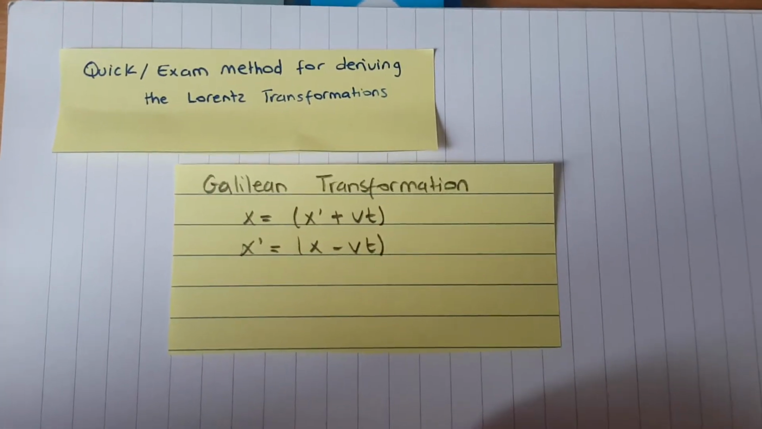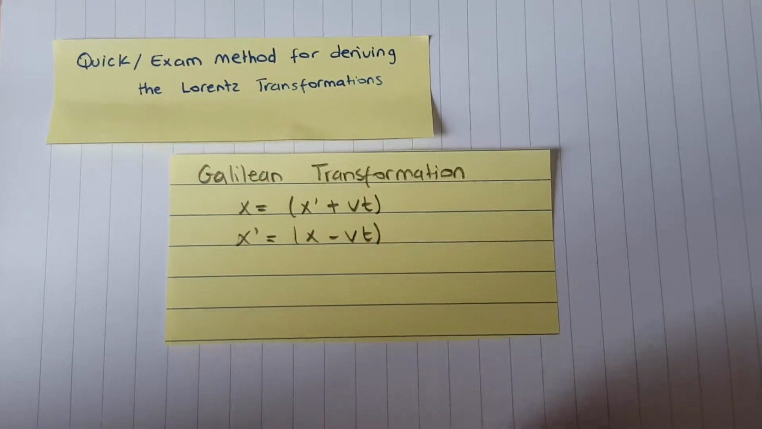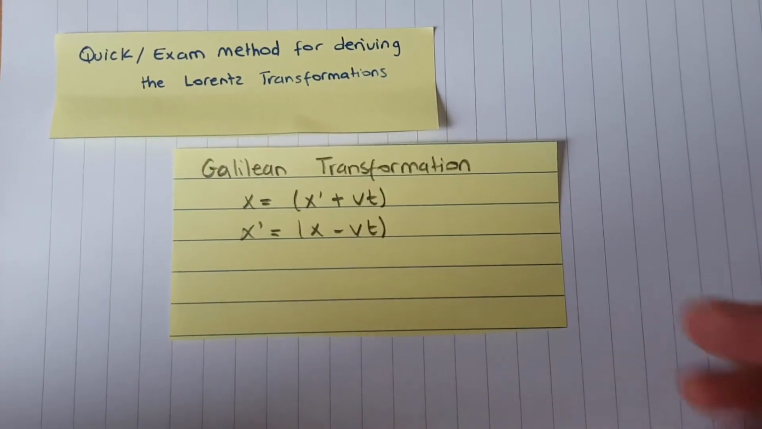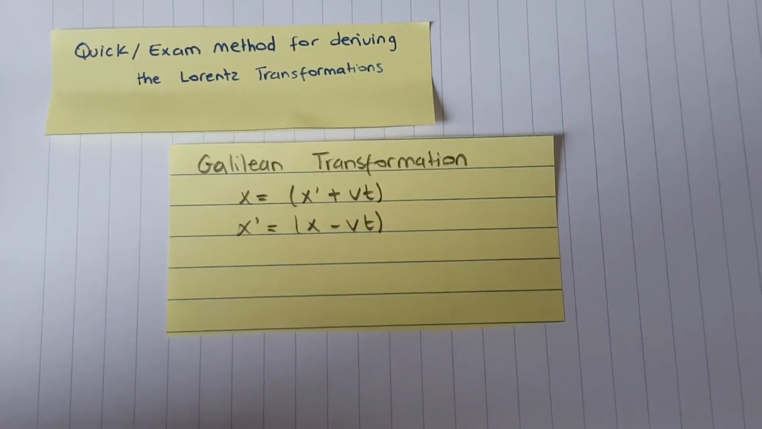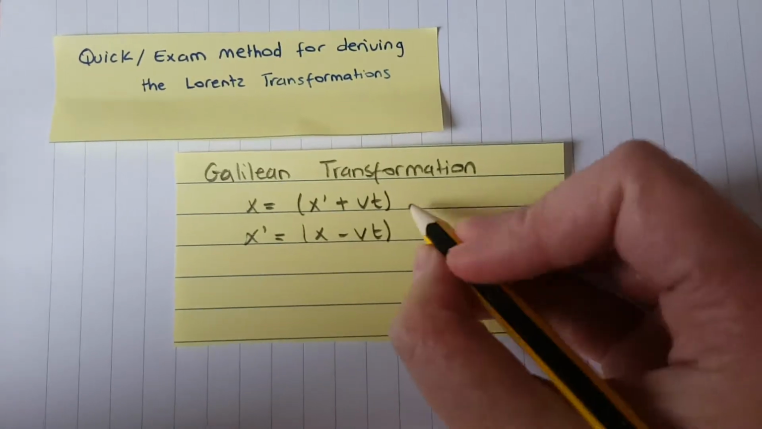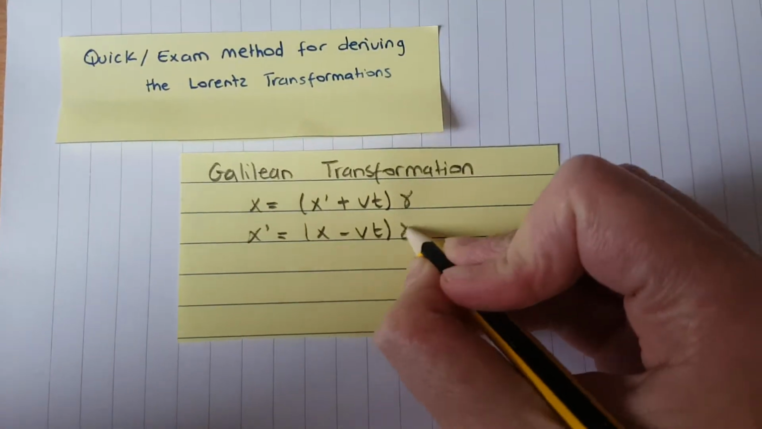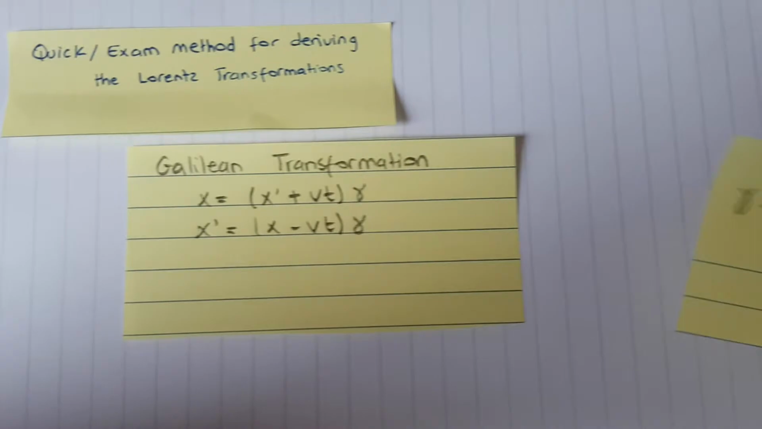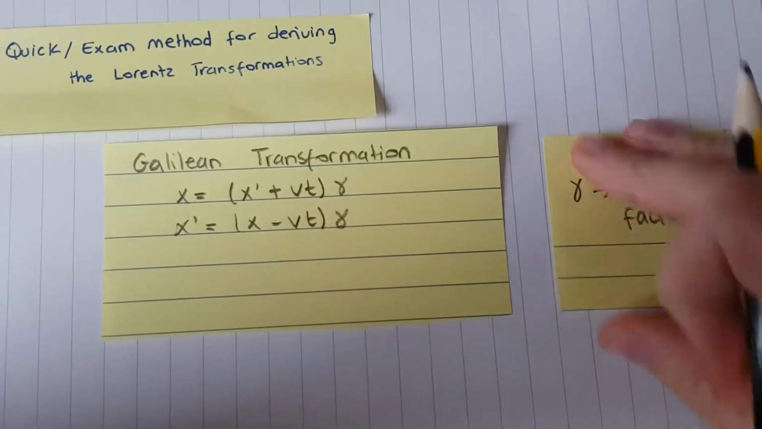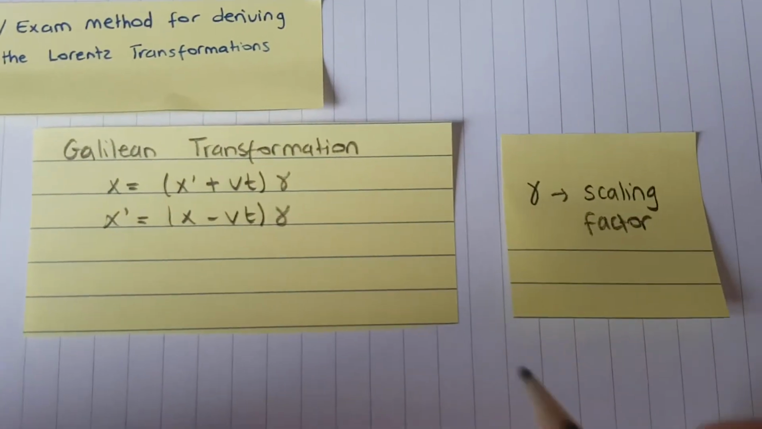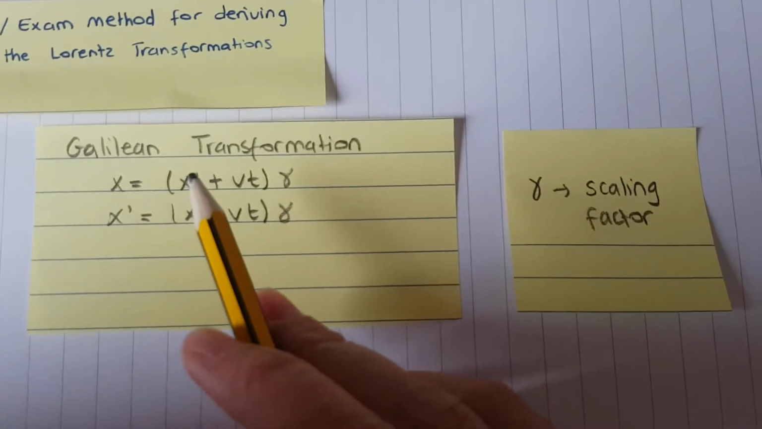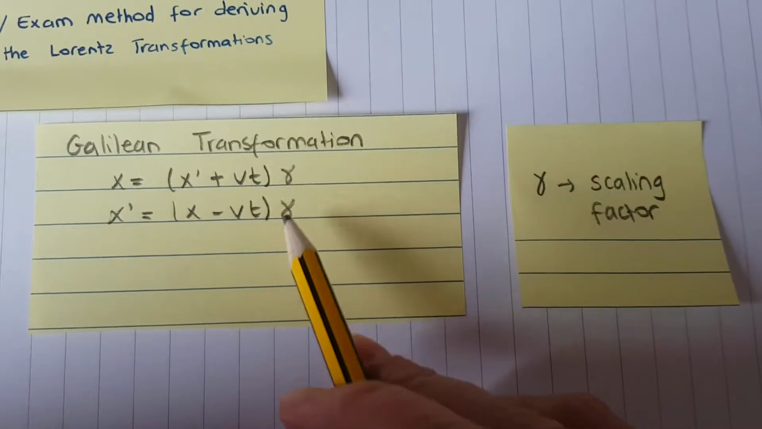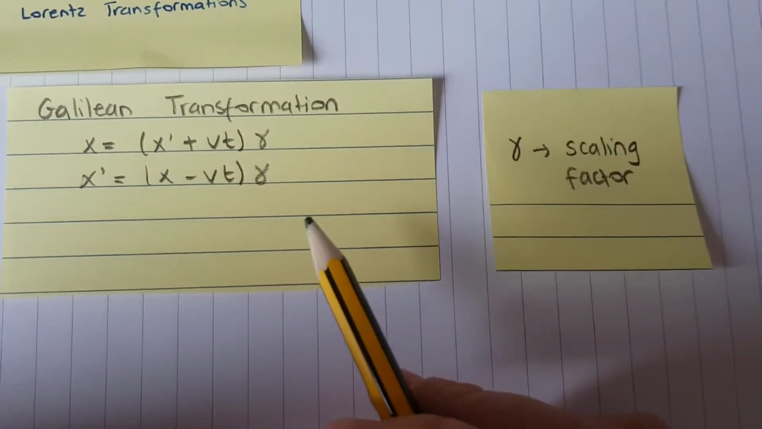And all that you have to say is that it changes by a certain factor. So you're going to say it changes by a scaling factor, and we're going to give the scaling factor the name gamma. So we have gamma as our scaling factor, because we know it's roughly the same as Galilean transformations, but it changes with the scaling factor of gamma.